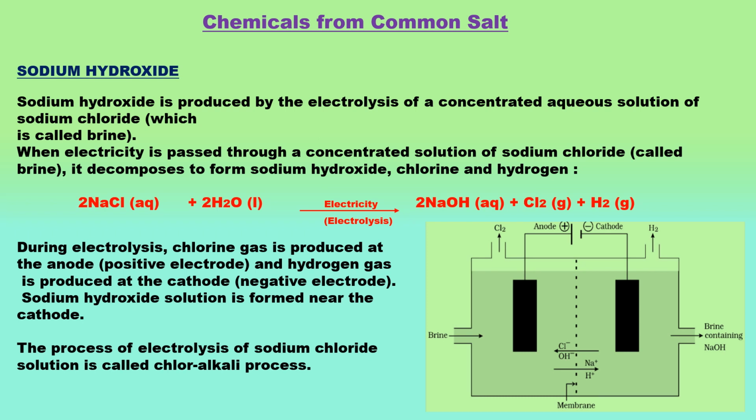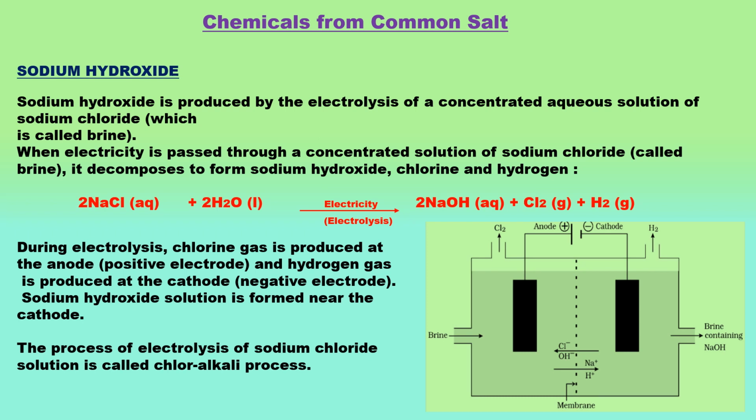When electricity is passed through a concentrated solution of sodium chloride, called brine, it decomposes to form sodium hydroxide, chlorine and hydrogen. During electrolysis, chlorine gas is produced at the anode, the positive electrode, and hydrogen gas is produced at the cathode, the negative electrode. Sodium hydroxide solution is formed near the cathode. All the products of electrolysis of sodium chloride solution, chlorine, hydrogen and sodium hydroxide, are collected and stored separately.